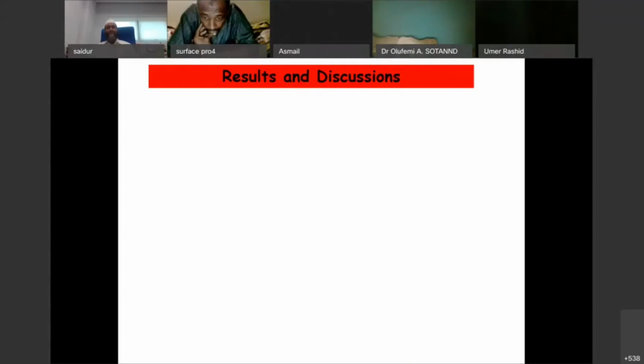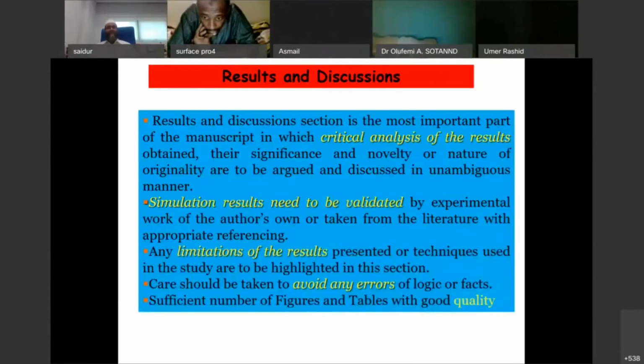The results and discussion part is important. As you can see here, critical analysis of results and discussion is a very, very important thing. What does this critical analysis mean? Basically, more on reasoning phenomena, comparing, validating. These are the things that we mean by critical analysis, critical discussions, reasoning phenomena. So that's why it is highlighted here.